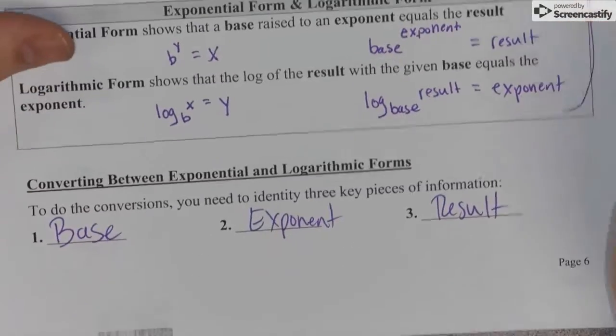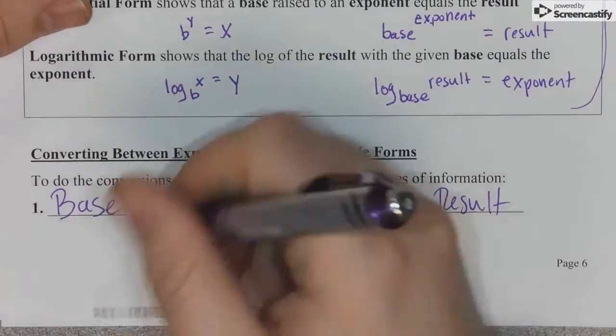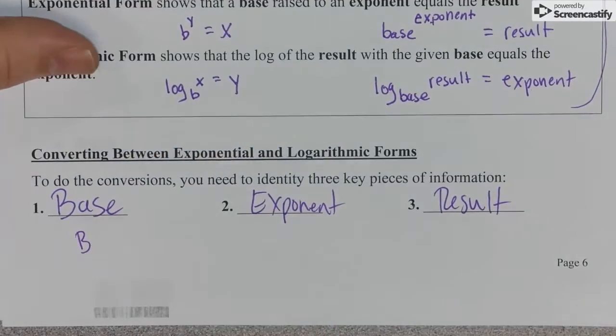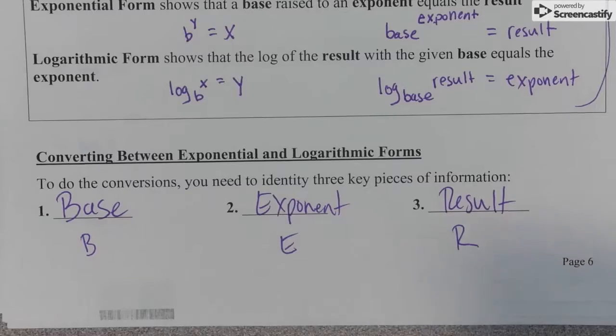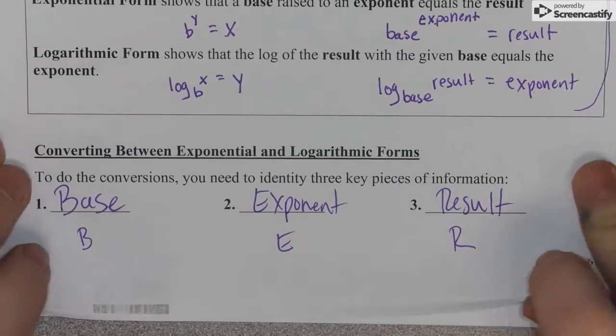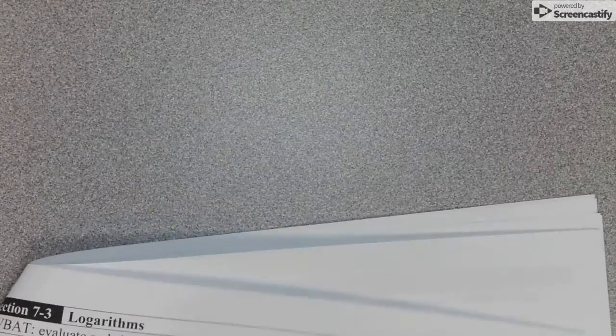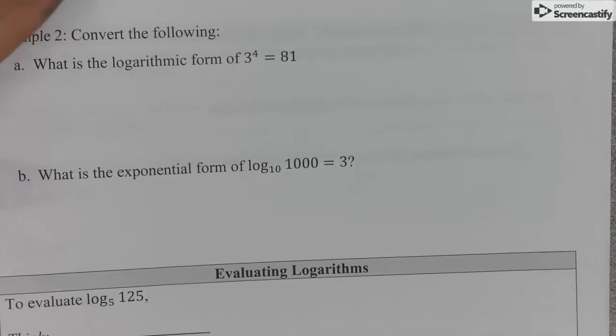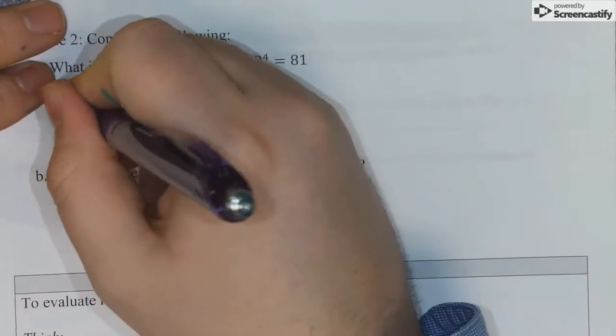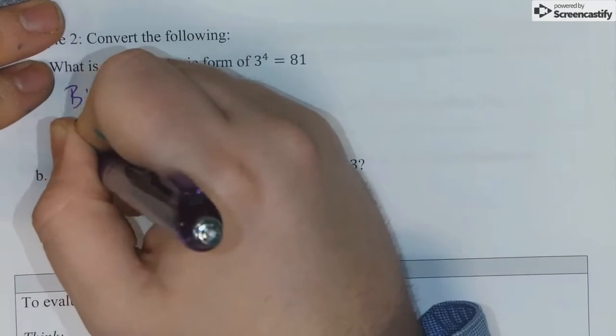And just real quick before we flip on, for shorthand notation, let's call the base B, the exponent E, and the result R. That way we don't have to write down base, exponent, result each time. Just write BER. So now let's flip. No matter what form you're given, you always want to start with identifying the B, the E, and the R.